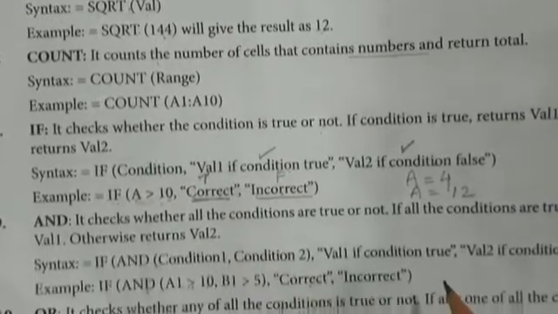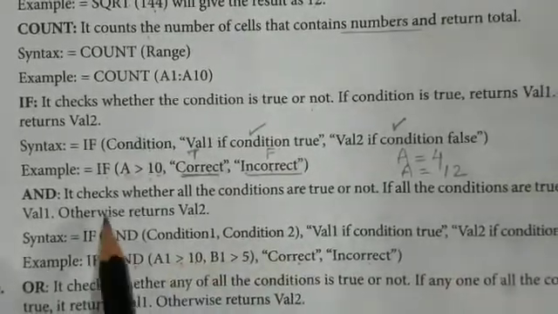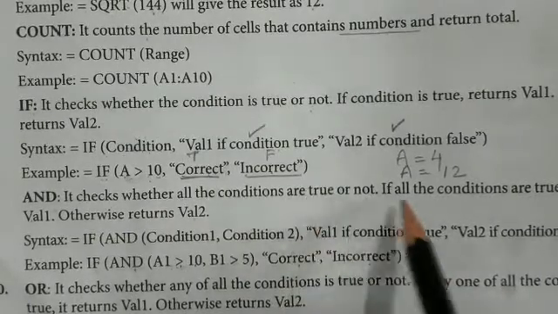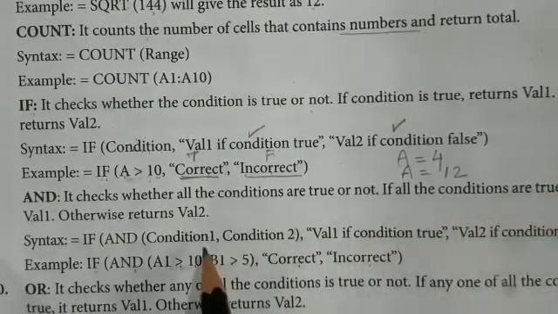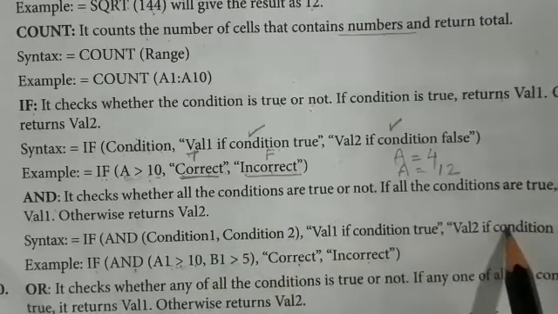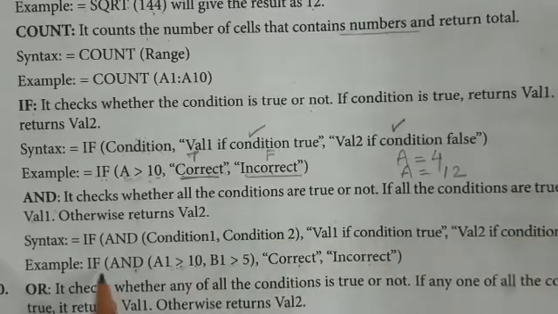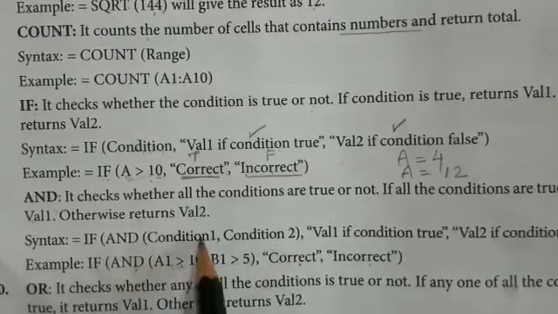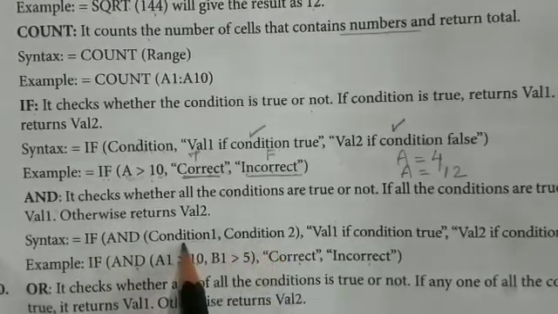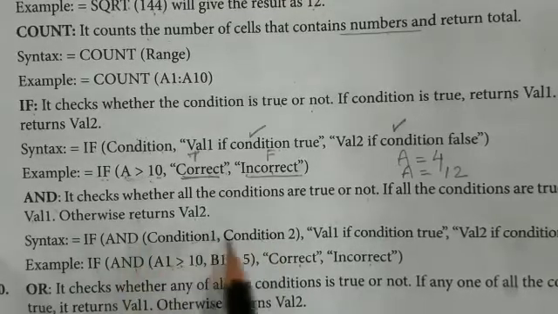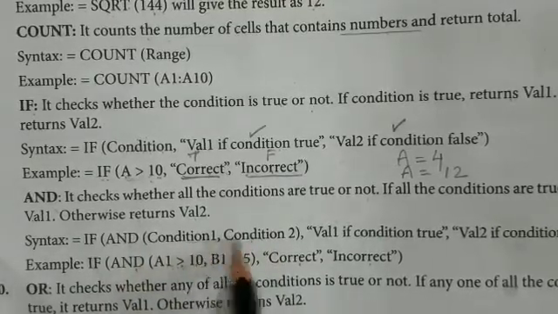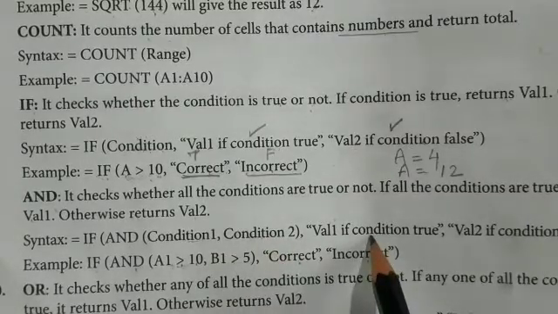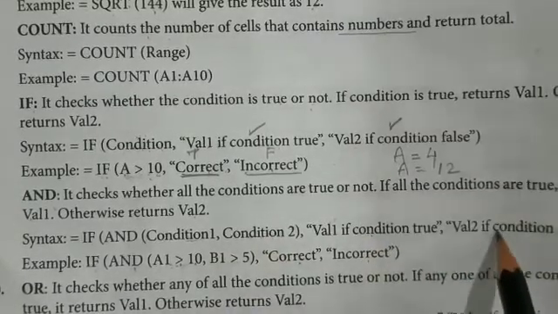Let's see the AND function. The AND function checks whether all the conditions are true. If all the conditions are true, it returns value 1, else it will return value 2. Means equals IF, in the parenthesis the AND function and two conditions are there, condition 1 and condition 2. So AND will work only when both the conditions are true. Then it will give the first value, else it will give the second value.